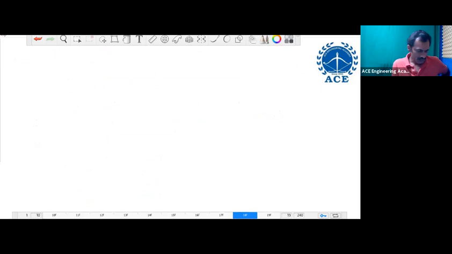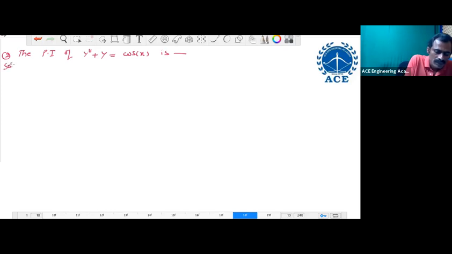Next, problem number 2. The particular integral of y double dash plus y equal to cos x is. Again, it is a non-homogeneous equation. In the non-homogeneous part, the function is a cos trigonometric function. So we do this problem also like the previous one.